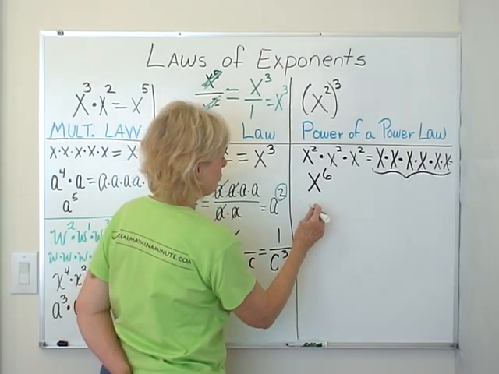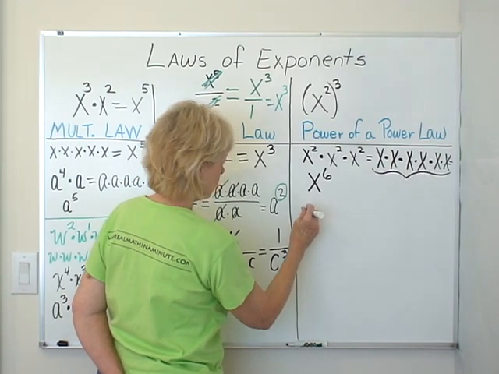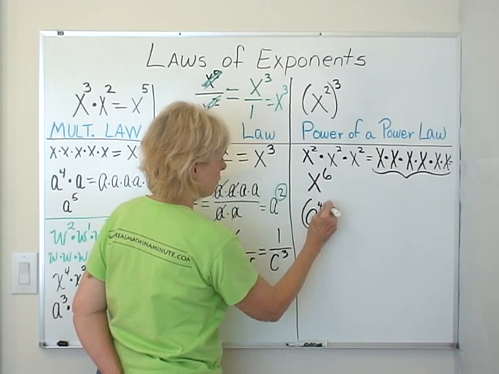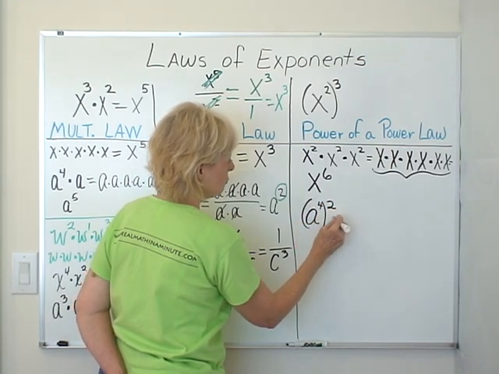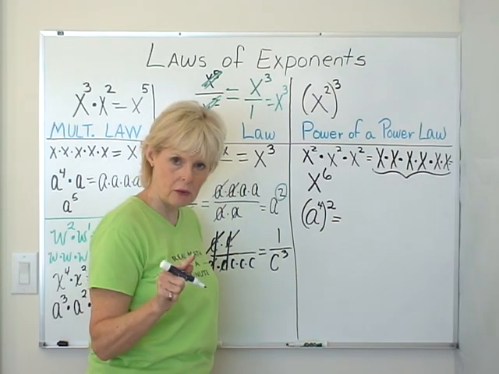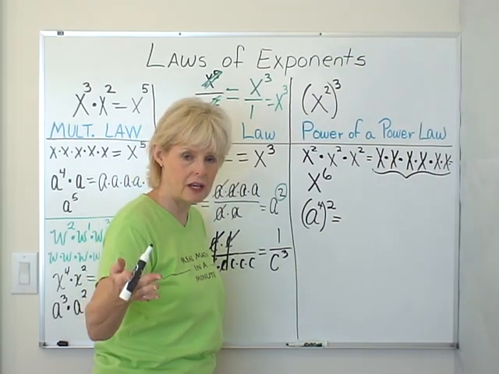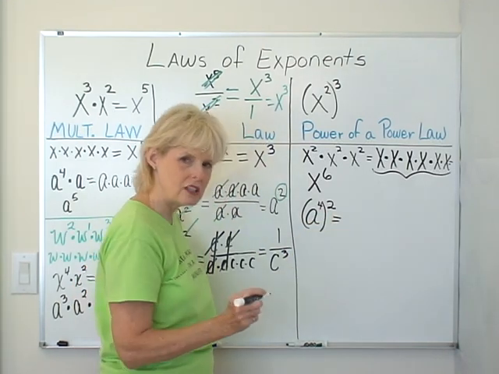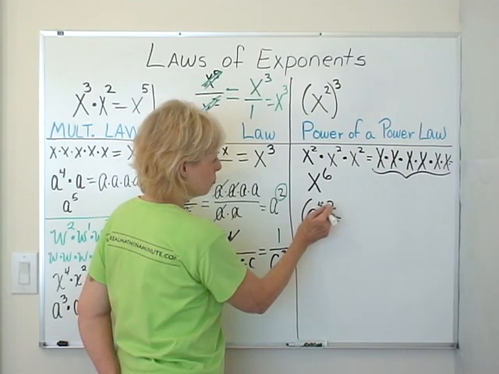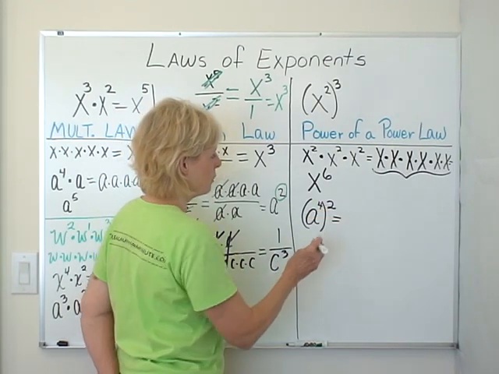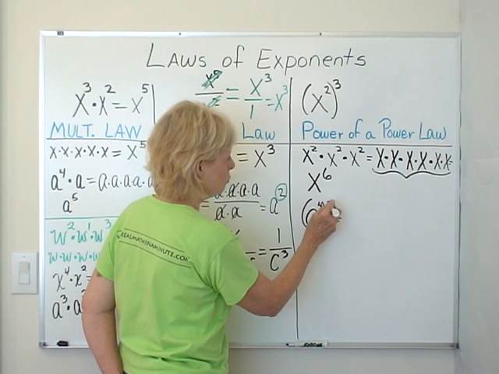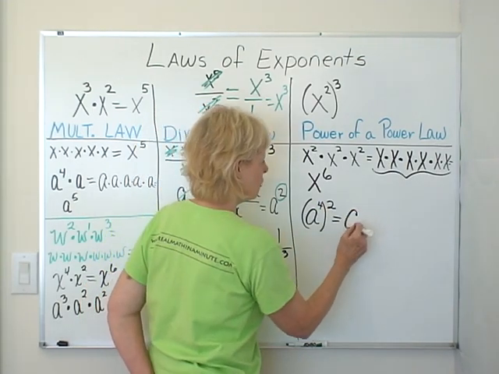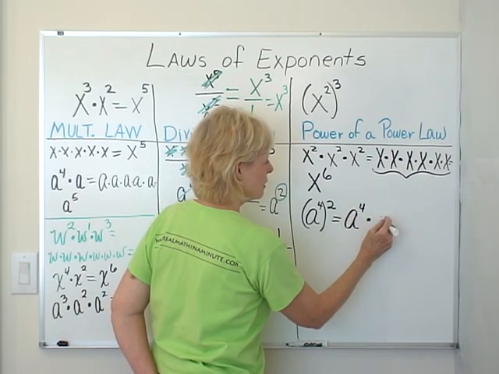All right, let's take another one. Let's say that we've got a to the 4th power, and I want to raise that to the 2nd power. So I've got a power of 4 raised to a power of 2. And they're right together. They're just about as close as they could get. That's how you know when you've got a power to a power. What does it mean? It means I've got 2 of whatever is in parentheses. So I've got a to the 4th times a to the 4th.